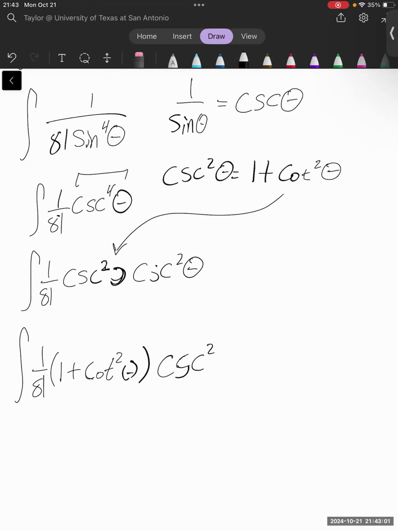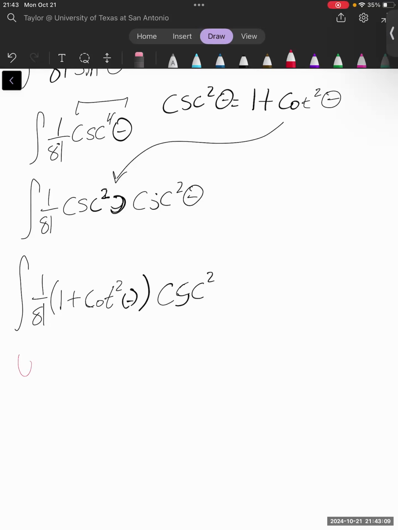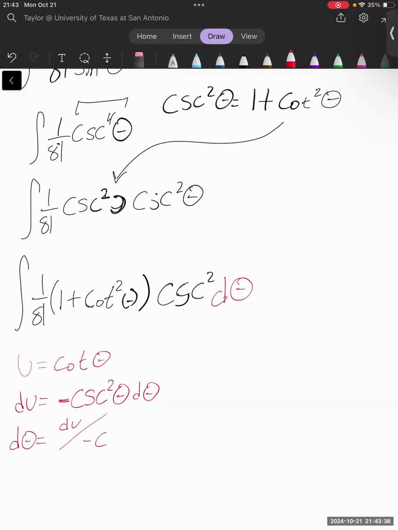And then what I can do here is u-substitution, and I'll do this one for you guys. My u term is going to be cotangent theta, so the derivative of cotangent is negative cosecant squared theta d theta, meaning, oh, this has a d theta here. So d theta equals 1, du over negative cosecant squared theta.